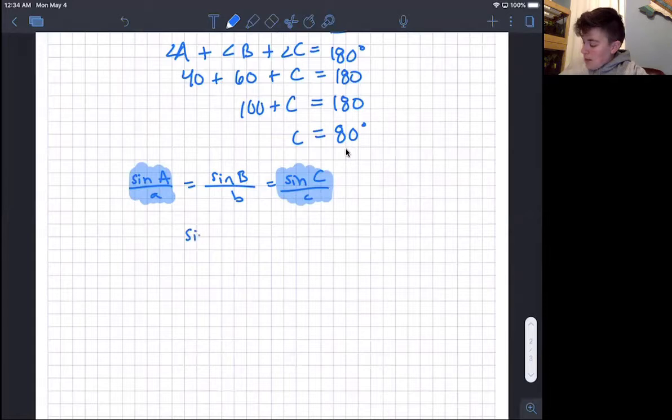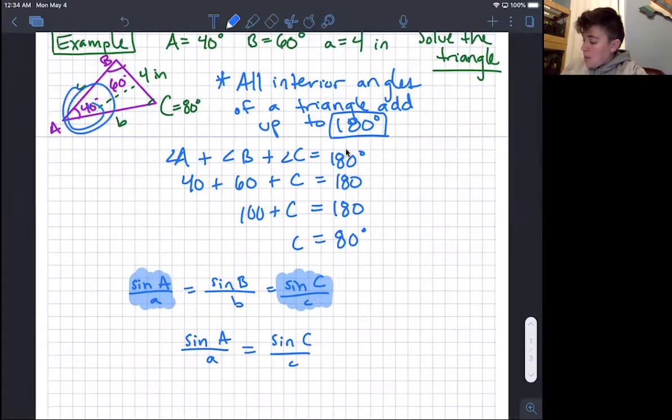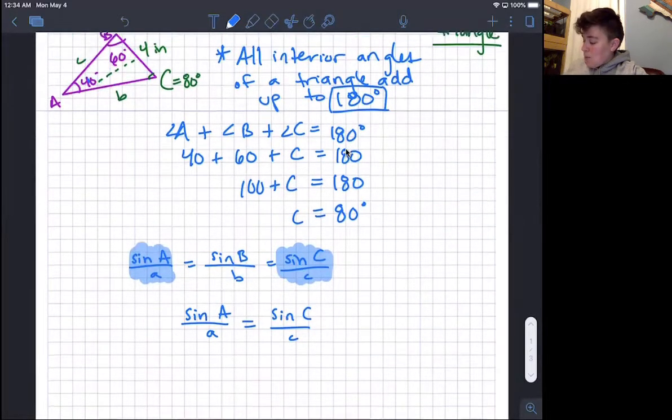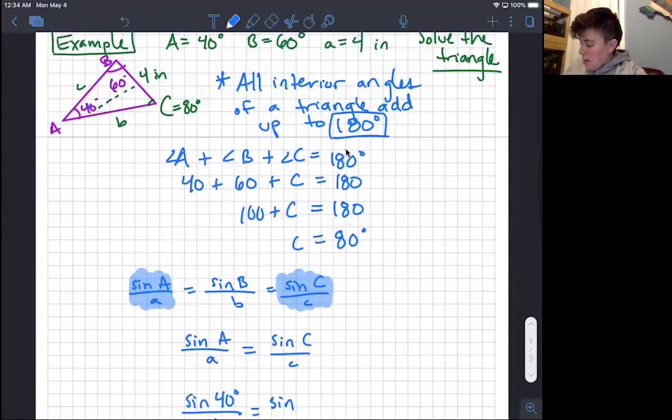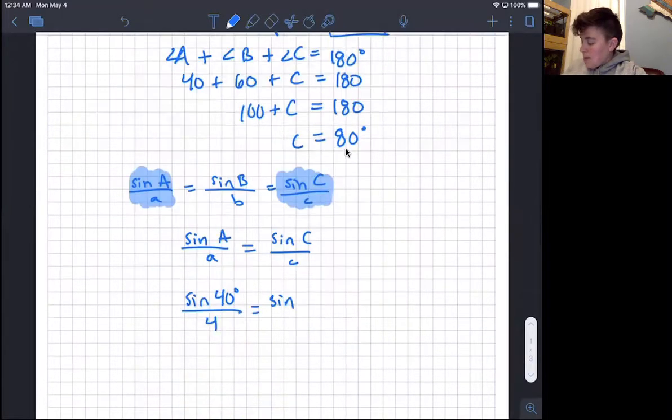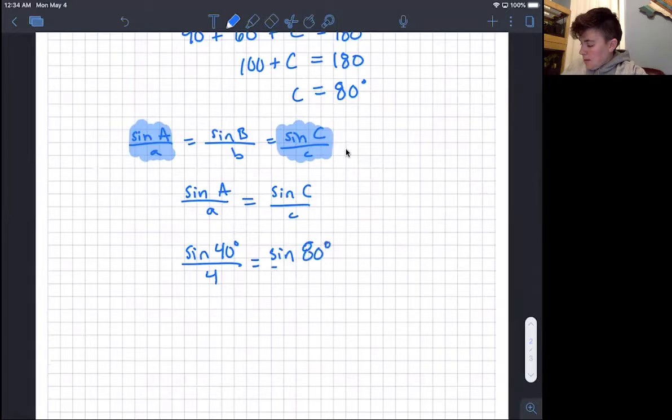So I'm just going to say, all right, the sine of A over A equals the sine of C over C. Now A is 40 degrees and side A is 4 inches. So that means I need the sine of 40 degrees over 4 equals the sine of 80 degrees over C. And I don't know what C is. That's what I'm solving for. Okay, y'all, do you remember in 5th grade when you talked about cross multiplication? Here is some cross multiplication.